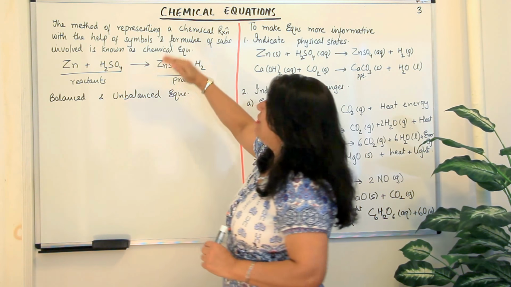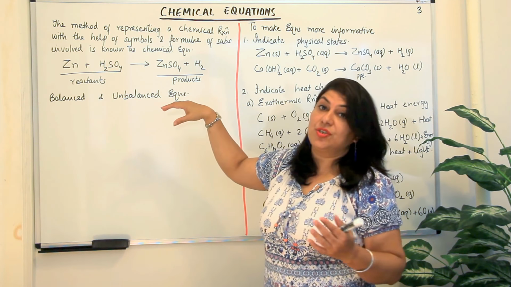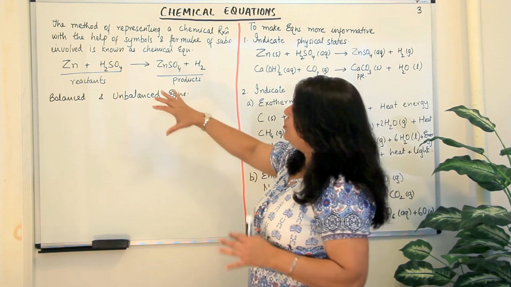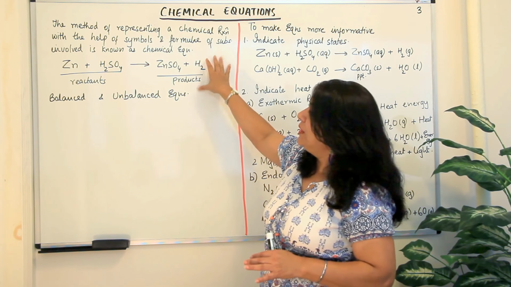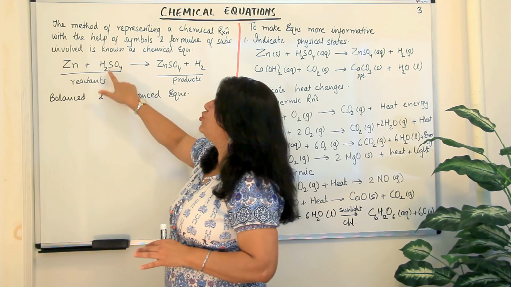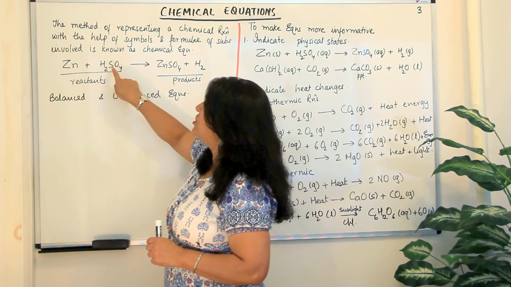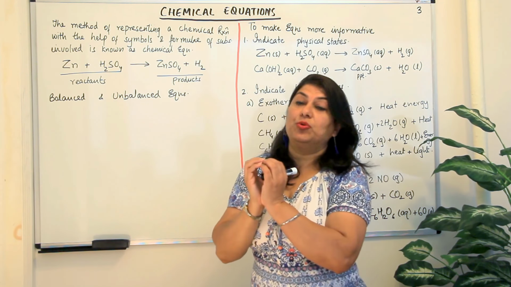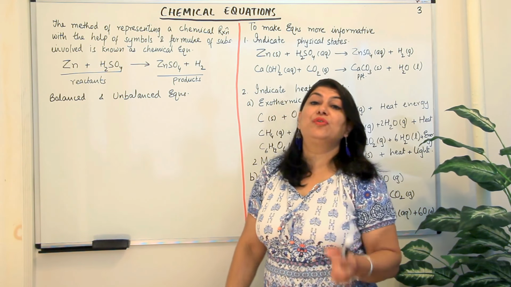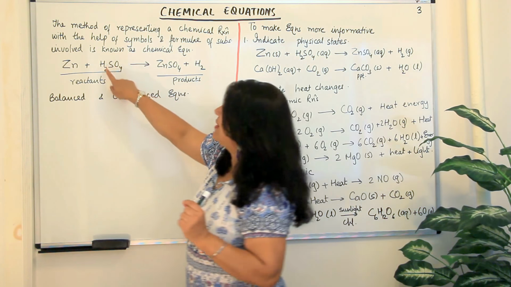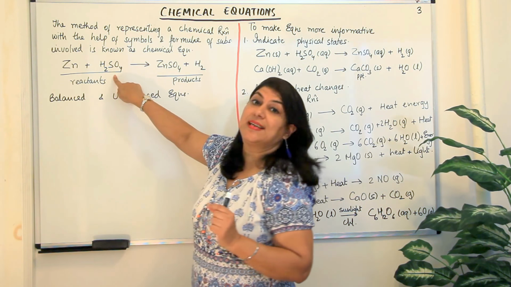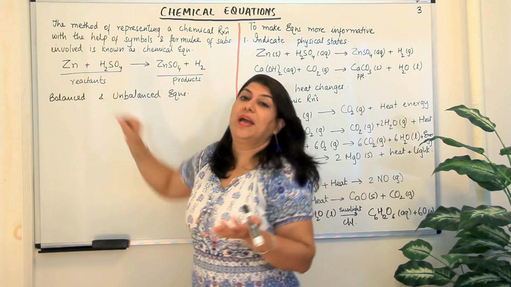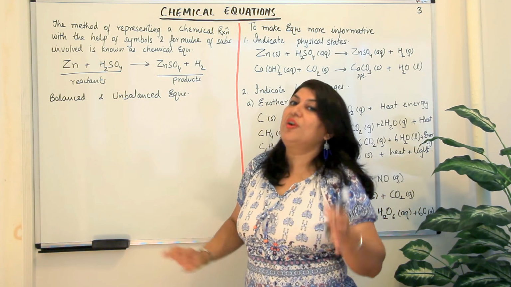So when we say that representing chemical reactions in the form of symbols and formulae is known as a chemical equation, what do we see in this particular reaction that I have given you? You have zinc, which combines with H2SO4. Now this has 3 elements in it: hydrogen, sulfur, oxygen. When you have 2 hydrogens, 1 sulfur and 4 oxygens together to form one molecule, that molecule is known as sulfuric acid. You have symbols of 3 elements, but this is the formula. H2SO4 is the formula for sulfuric acid.